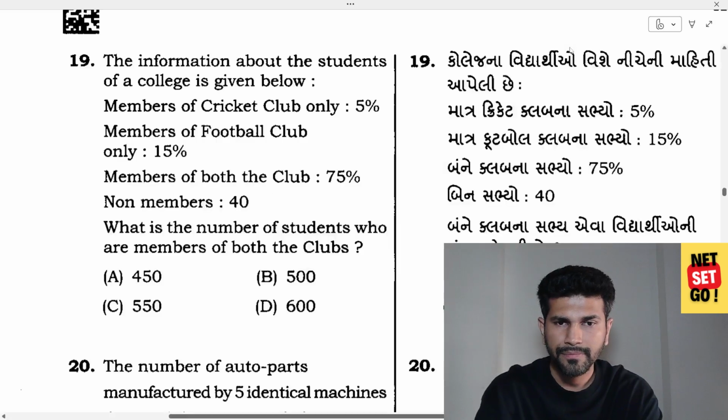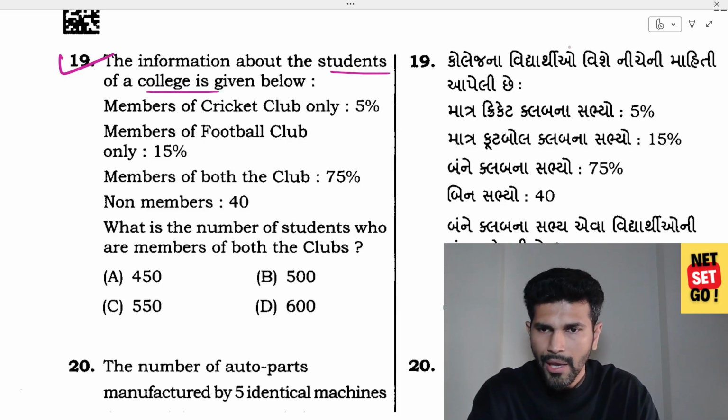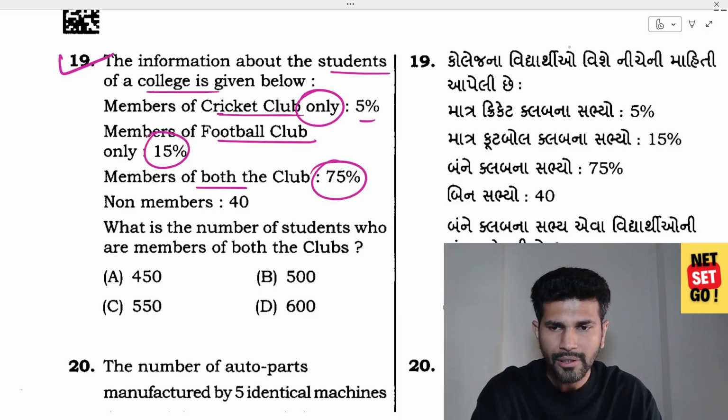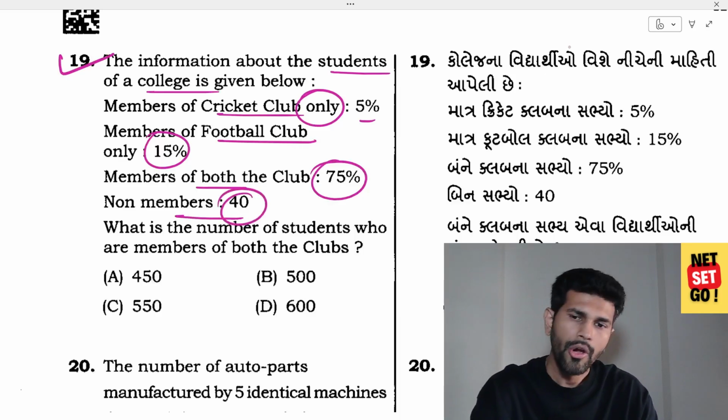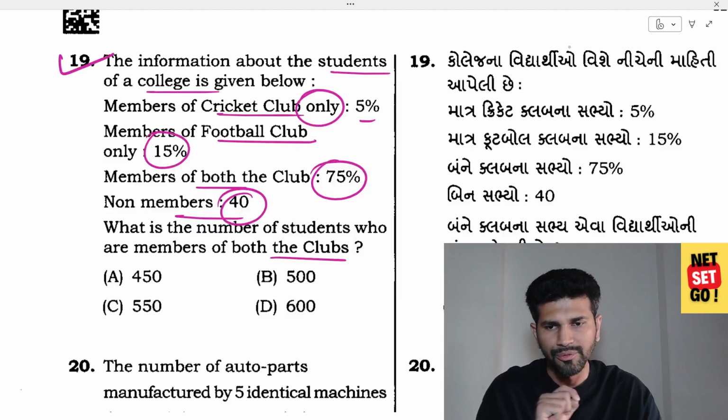Next, the information about the students of college is given below. Member of cricket club only 5%, football club only 15%, both 75%, non-members 40%. What is the number of students who are member of both the clubs?